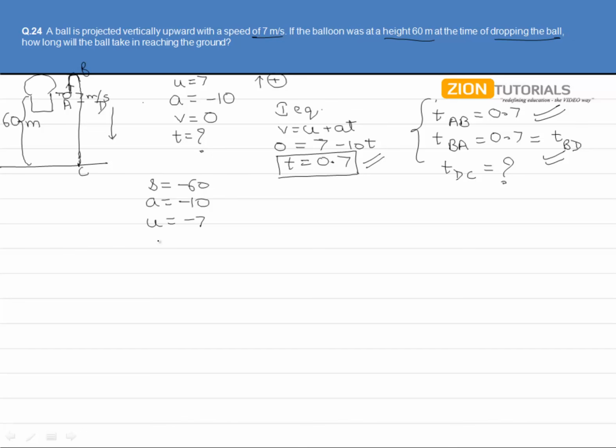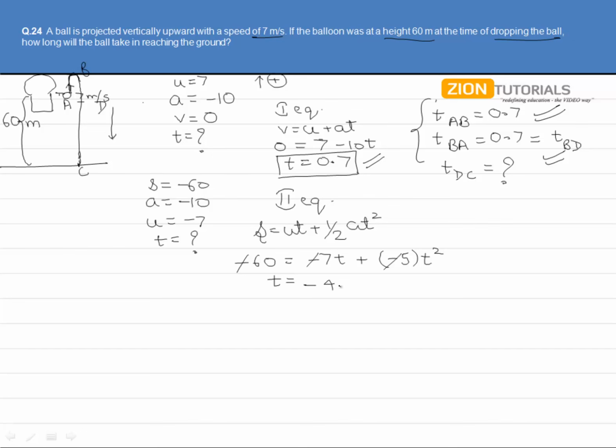Now we need to find out the time from this data. Again, let us employ one of the three equations of motion. Here we are employing the second equation of motion, writing it as S equals ut plus half at square. Putting the values in, we get minus 60 equals minus 7t plus minus 5t square.